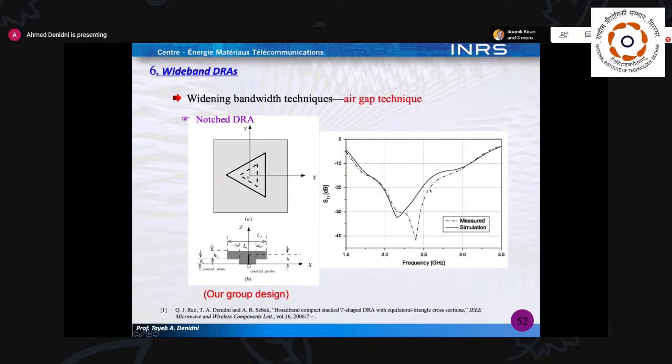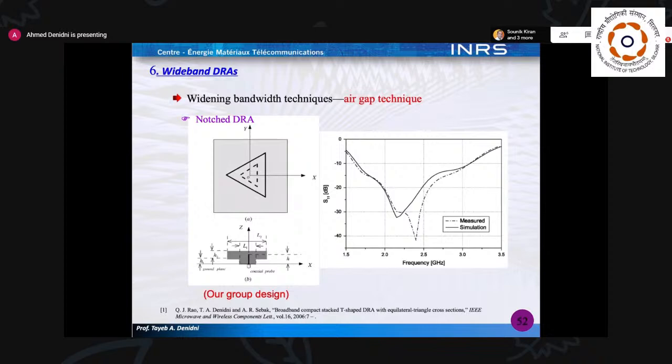You can see simulation and measurement. If people are interested in this work, the work is published by Mr. Rao, myself, and Professor Sabah, who collaborate with us in this area for many years. And we call it T-shaped dielectric resonator with equilateral triangular cross section. This means we can achieve a large bandwidth by stacking two dielectric resonators and adding some gap between the ground plane and the second slab of dielectric resonator.